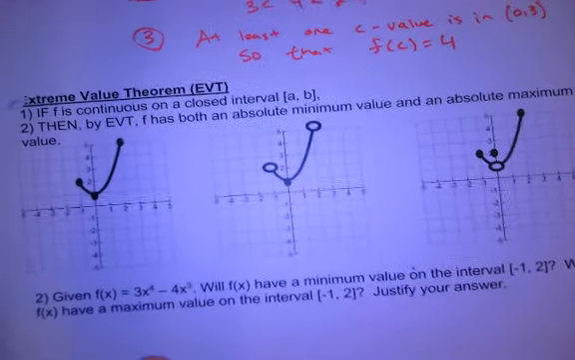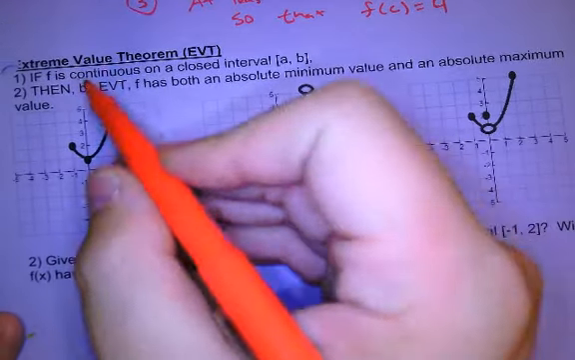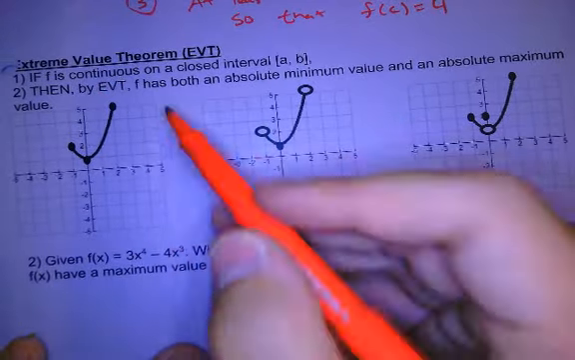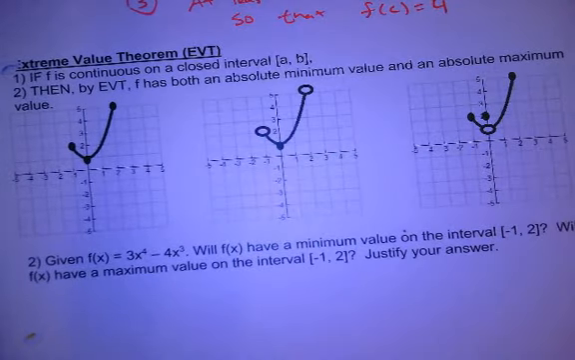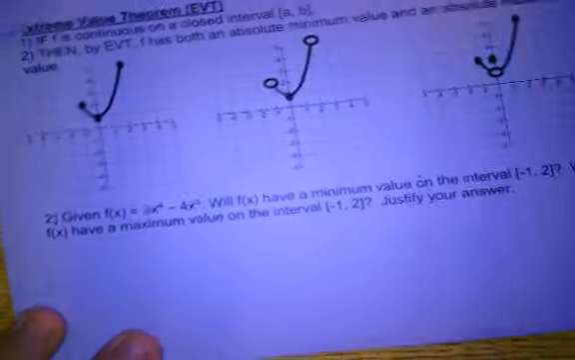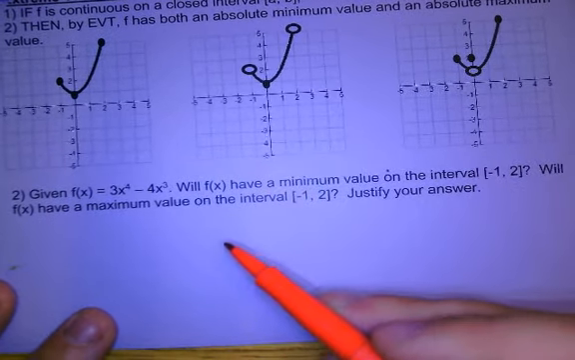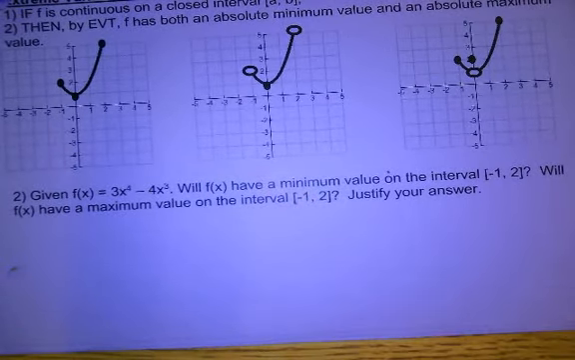Let's go to EVT. We didn't talk about this one, but yet we have talked about it. It just talks about: is there an absolute min, is there an absolute max? So we've done finding absolute mins and absolute maxes. All it says is, if it's continuous on the interval, then there is a max and there is a min, which makes sense anyway. So for number 2, given this function, will it have a minimum on the interval? Will it have a maximum on the interval?